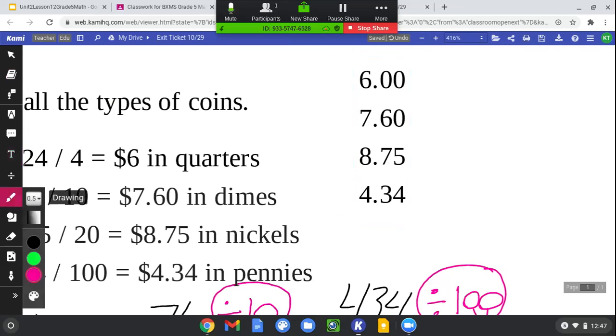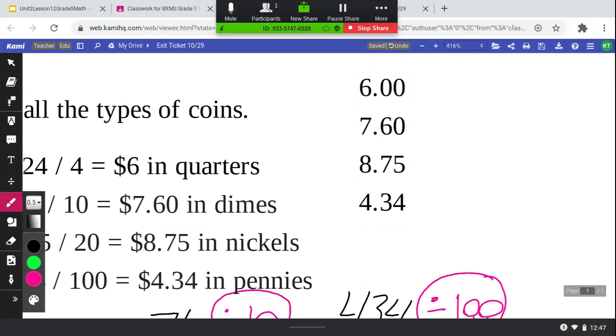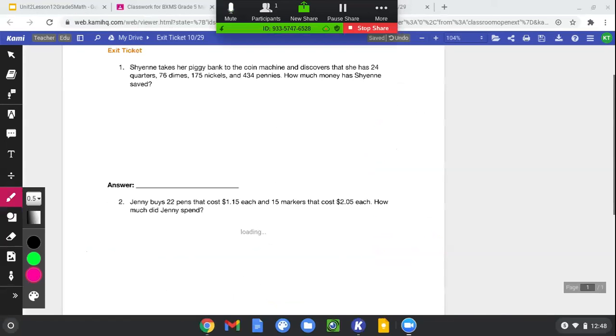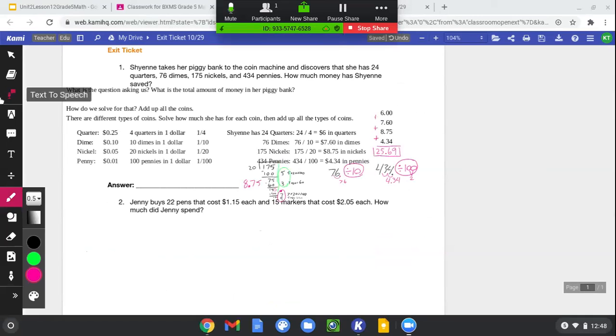So I am adding. I'm going to add these. You know how to add, y'all. I'm not going to waste your time too much. 5 plus 4, 9. Then we got 16. So that is the total amount that Cheyenne has in her piggy bank. $25.69. Not bad. You can buy a lot with that much money. That is how we should have solved that problem.